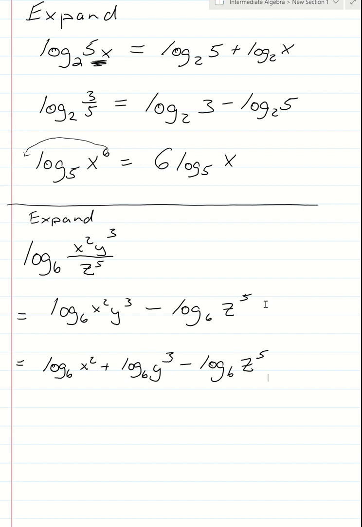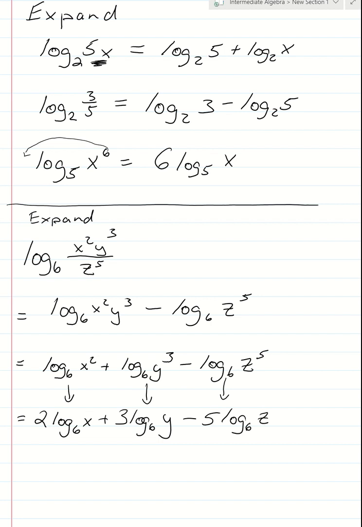And anytime we have a power, we know we can expand that out into the form of multiplication. So this first term would become 2 times the log base 6 of x, plus this second term would now become 3 times the log base 6 of the variable y. And then this third term would now become minus 5 times the log base 6 of z. And that would be your expanded logarithmic expression.